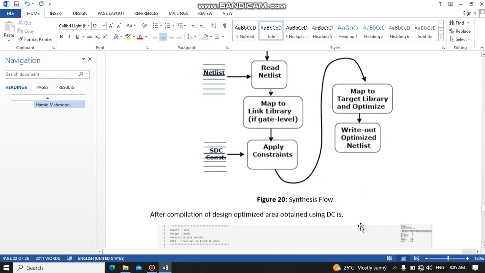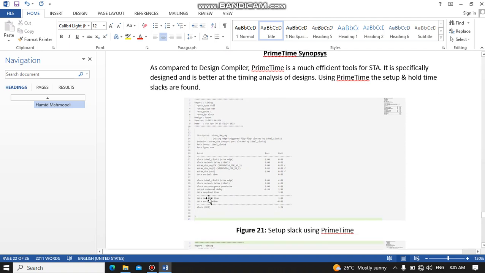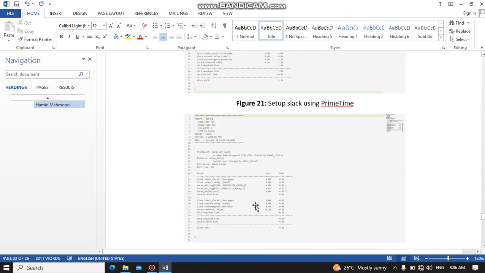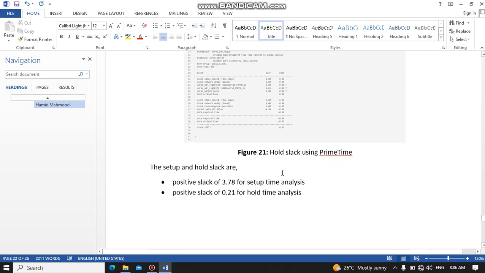Moving on to the design compiler. Here is the area that comes out using design compiler. The total area comes out to be 1154.6. Moving on, for timing analysis we use PrimeTime. In PrimeTime the setup slack comes to be 3.78 and the hold slack comes out to be 0.21.